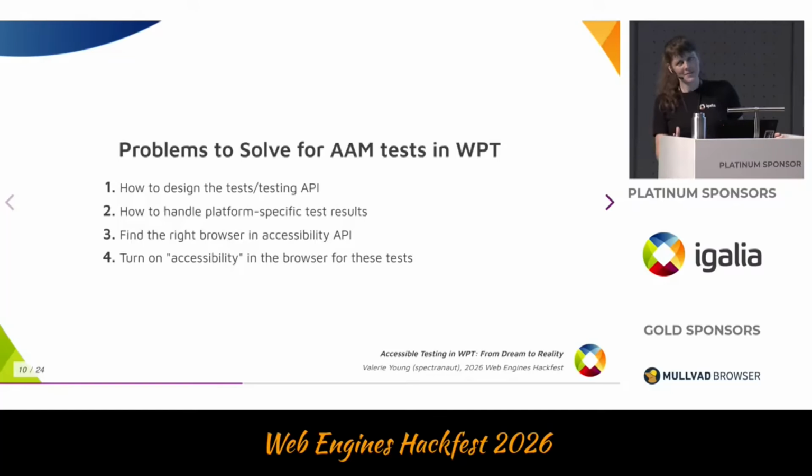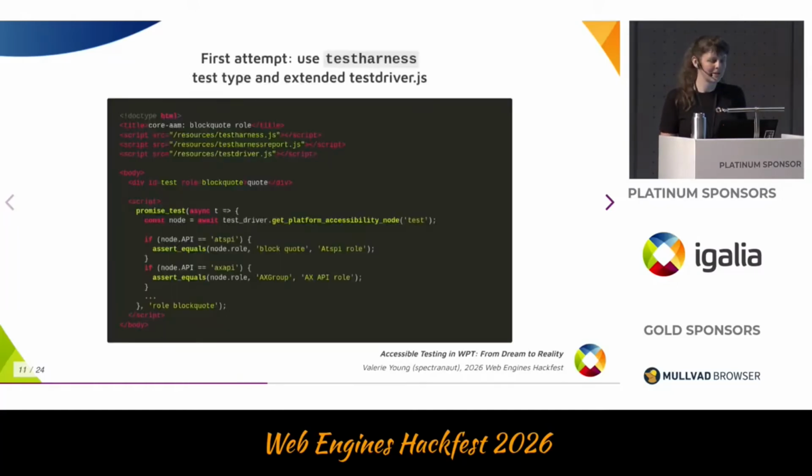But the reason that they're not in WPT is because there's a few problems you have to solve first, and someone needs to solve those problems, so slowly they all got solved. The first one is just how to design these tests and testing APIs. They're different in some critical ways than the other tests in WPT, even though WPT tests lots of different kinds of things. You have to handle platform-specific results, which WPT doesn't have. It's pretty cross-platform. The web is mostly cross-platform concepts. You have to find the right browser in the accessibility API, and you need to turn on this accessibility part of the browser for these tests in particular.